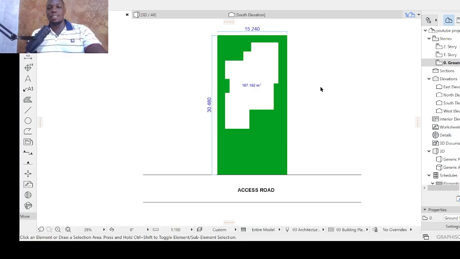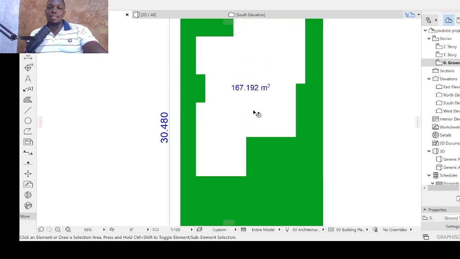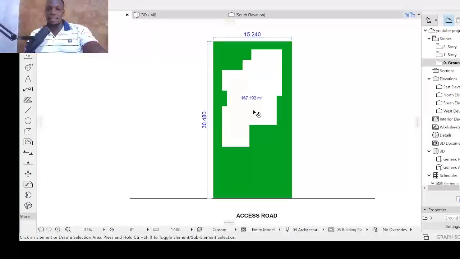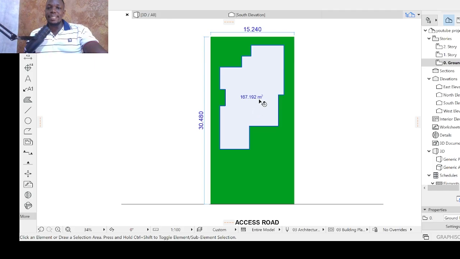It's a bungalow. We shall see the details of this house in the near future. Now, the house I have is 167 square meters, sitting on a plot of 100 by 50, which is around 465 square meters. You can do the calculations on your calculator. So what I do is I get 167, I divide it by 465, multiply by 100. You can do the math.